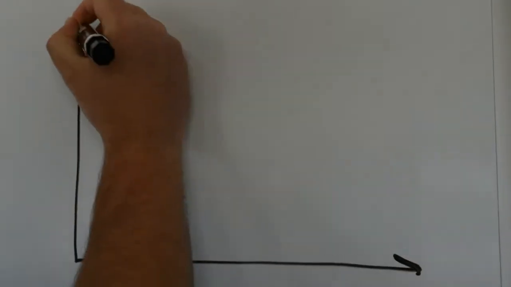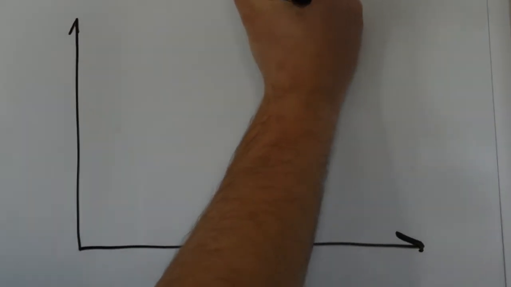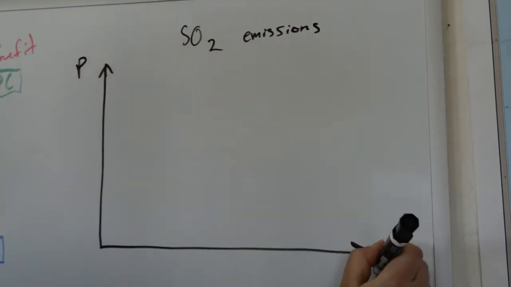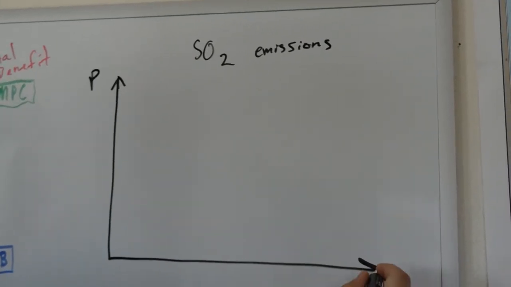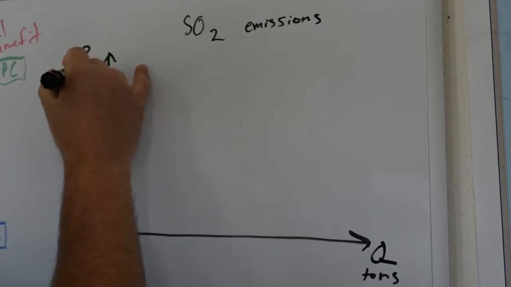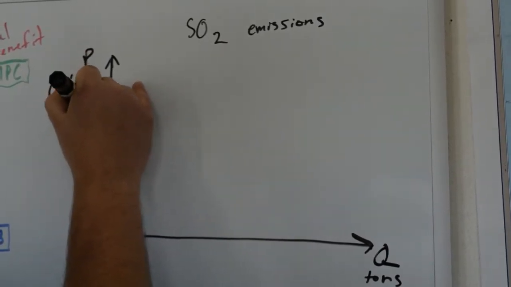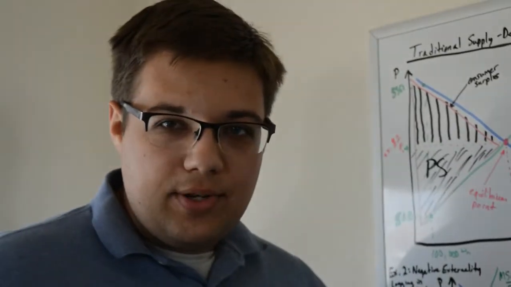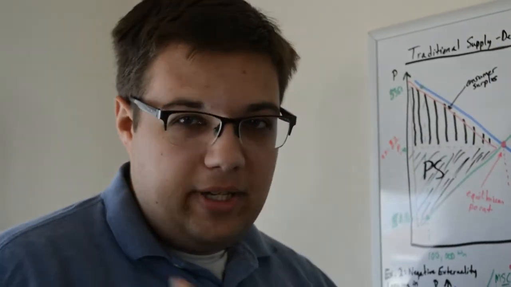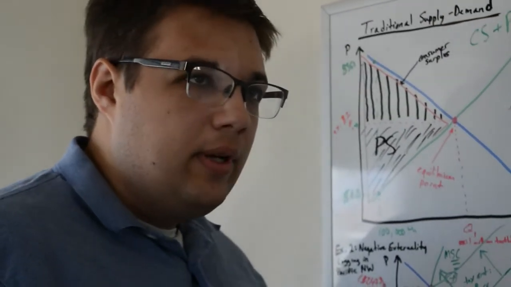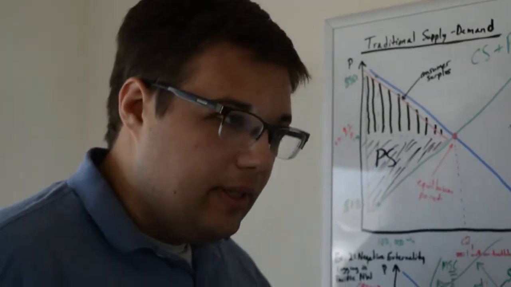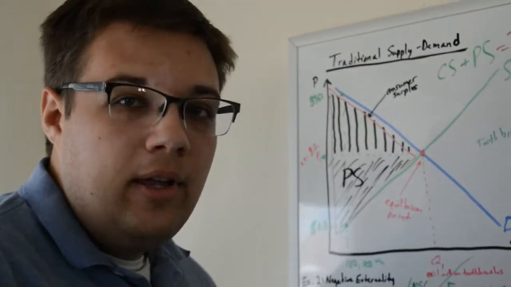Here's what it looks like. This is the market for sulfur dioxide emissions in the United States. SO2 emissions. Sulfur dioxide, let's say that's tons, and price is dollars per ton emitted. Sulfur dioxide is the main chemical that when you burn coal produces acid rain. When it gets into the atmosphere, rain falls through it, it becomes acidic, and especially through like the late 70s and 80s, this was a big problem in the eastern US with forests dying off, or at least a portion of them dying off due to acid rain.